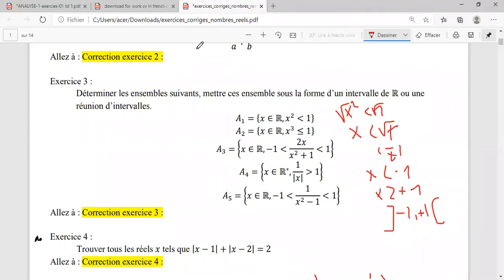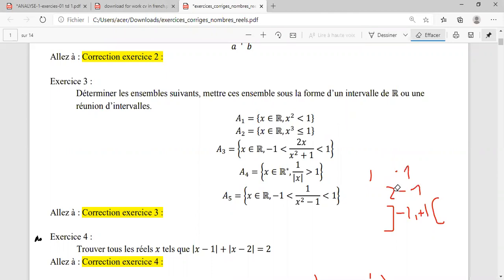Somebody's hand is up. Yes, TK. Is the answer for A2? Yes, A2. What's your answer? Negative infinity, comma 1. Très bien, très bien, très bien. That's excellent. Very, very correct.